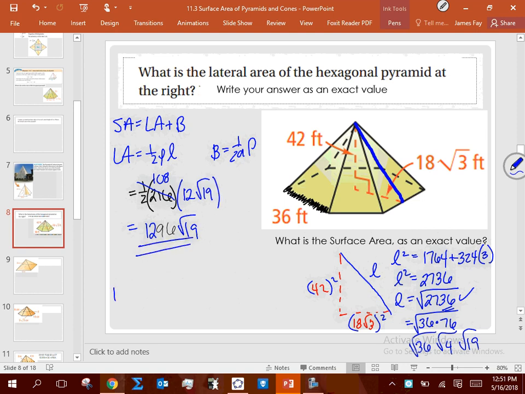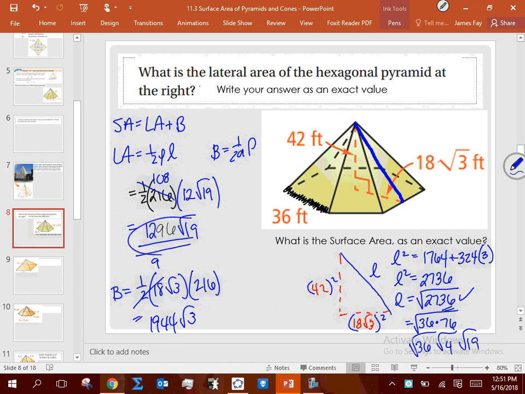If I want to find my base, what's your apothem? 18 radical 3. What's your perimeter? 216. You see how once you do the work to find maybe lateral area, finding the base, a lot of those values have already been found for you, or you've already done the work to find them. So it's going to give me 9 there. 9 times 216 turns into 1944, and then radical 3.